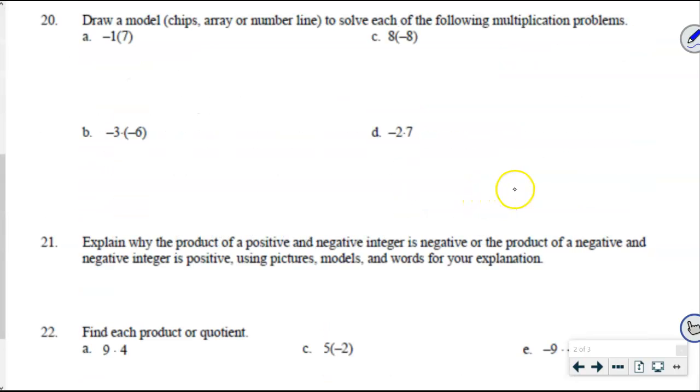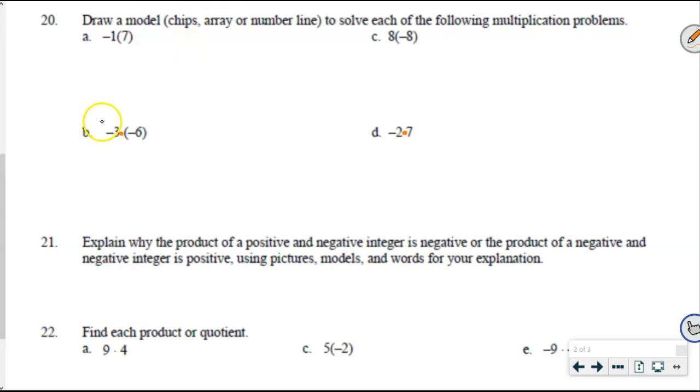Other things to notice, I'm just looking at this and I can see that it doesn't look too good on my copy. I hope that on at least B and D, can you guys see that multiplication symbol? Okay, just making sure there. It's not just negative 27, it is negative 2 times 7, negative 3 times a negative 6. And it says draw a model. It can be chips, an array, or a number line.